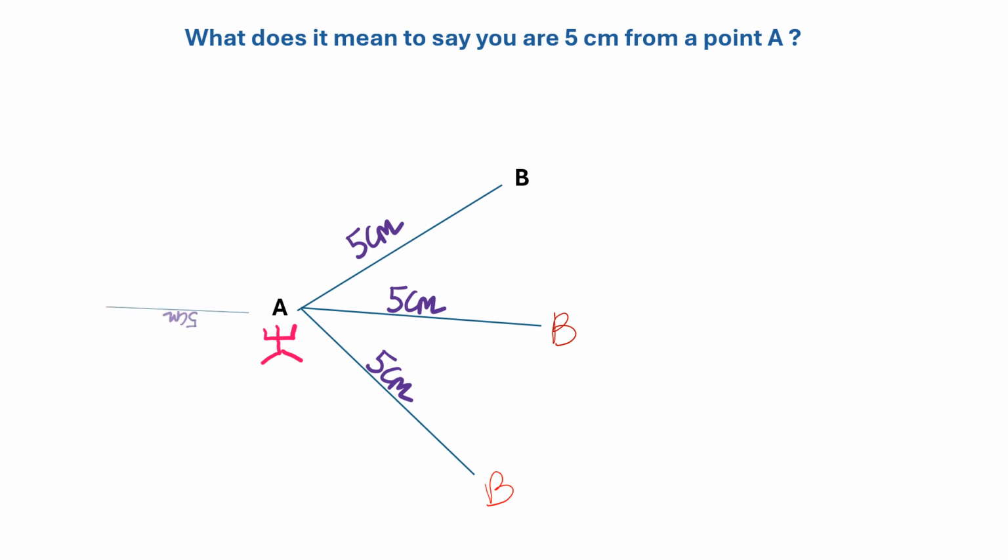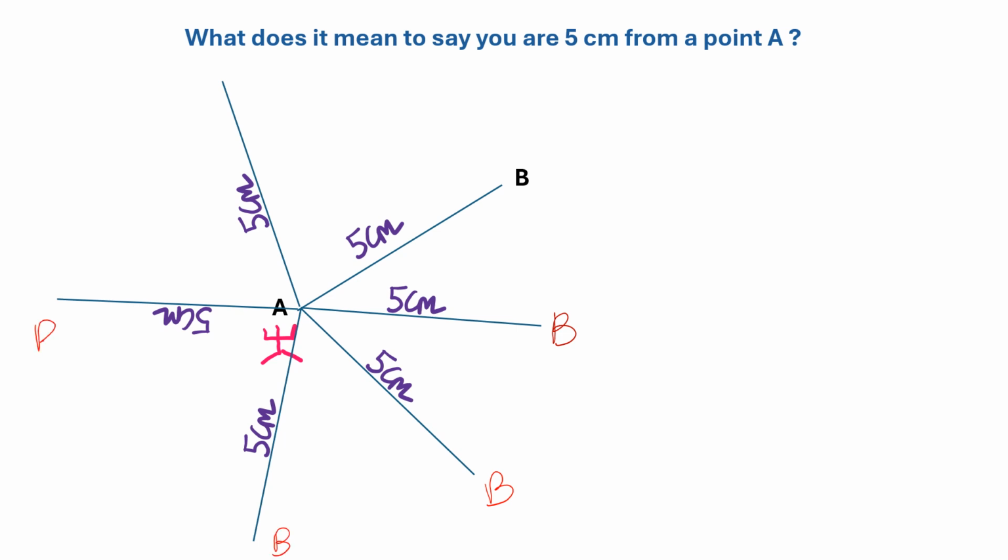Just basically around you, right? Do you agree? Basically around you. So if I'm going to join all these different positions, what do you think is the shape that I will get?